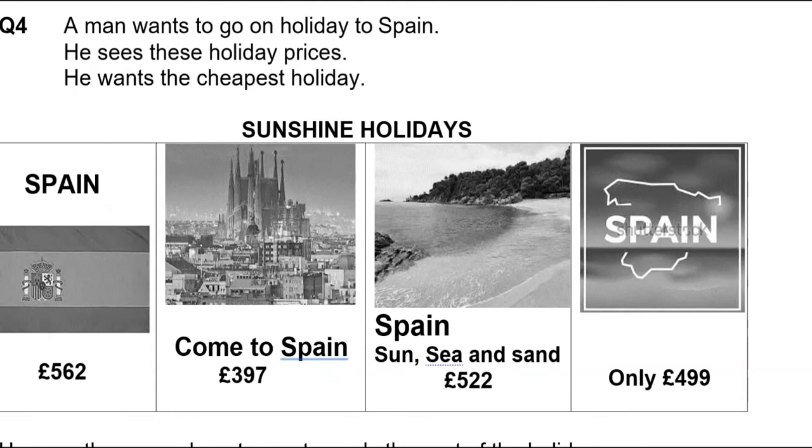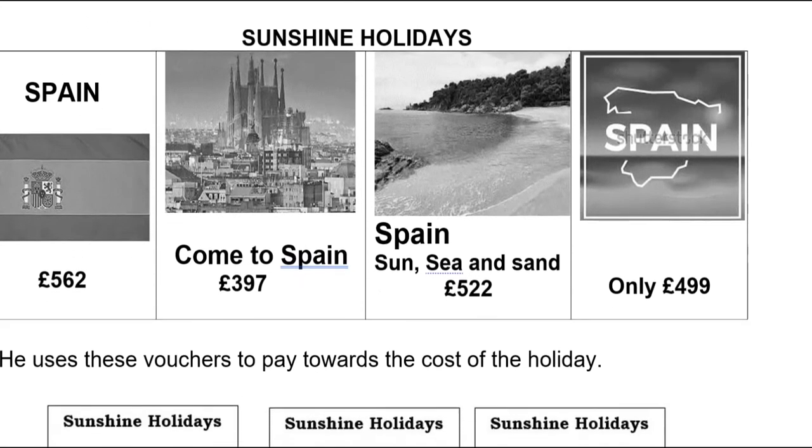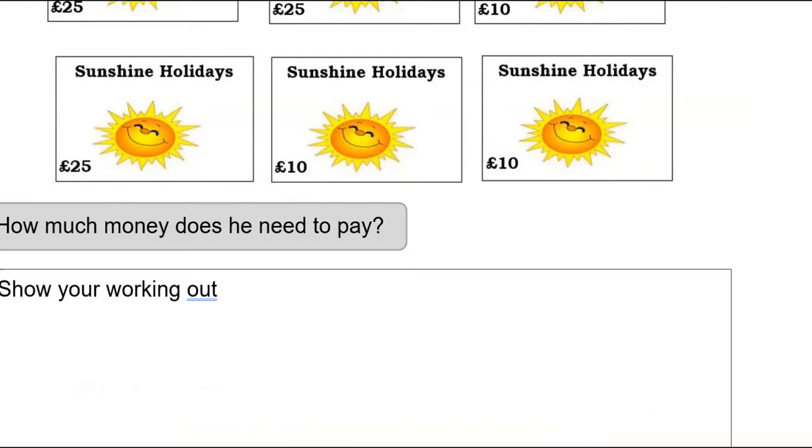Question 4. A man wants to go on holiday to Spain. He sees these holiday prices. He wants the cheapest holiday. So we've got 4 different offers. Got Spain, £562. Come to Spain, which is the second one, £397. And then again, Spain, sun, sea, and sand, 522. And the final one is only £499.